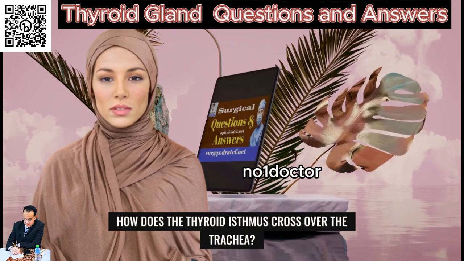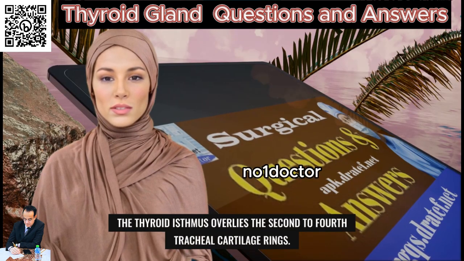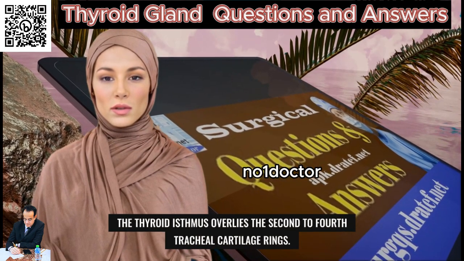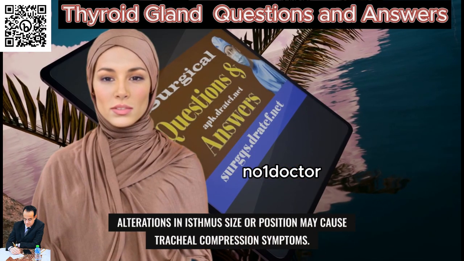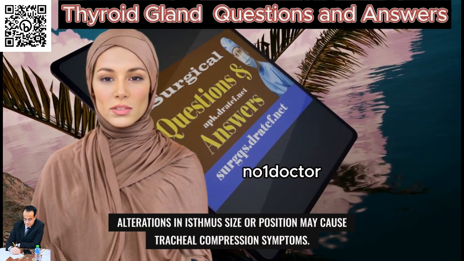How does the thyroid isthmus cross over the trachea? The thyroid isthmus overlays the 2nd to 4th tracheal cartilage rings. Alterations in isthmus size or position may cause tracheal compression symptoms.